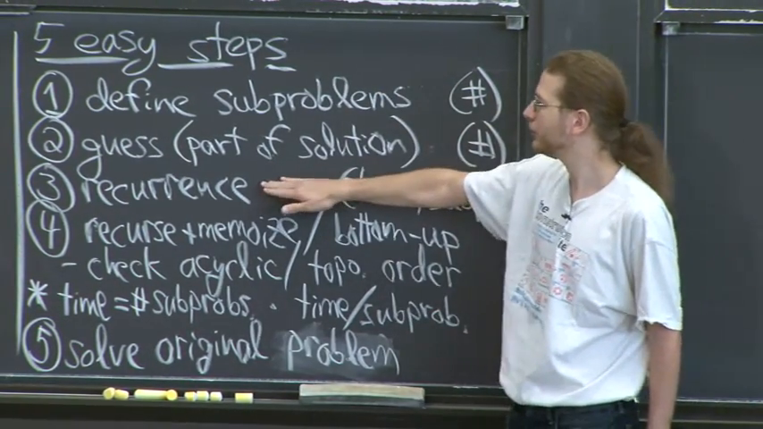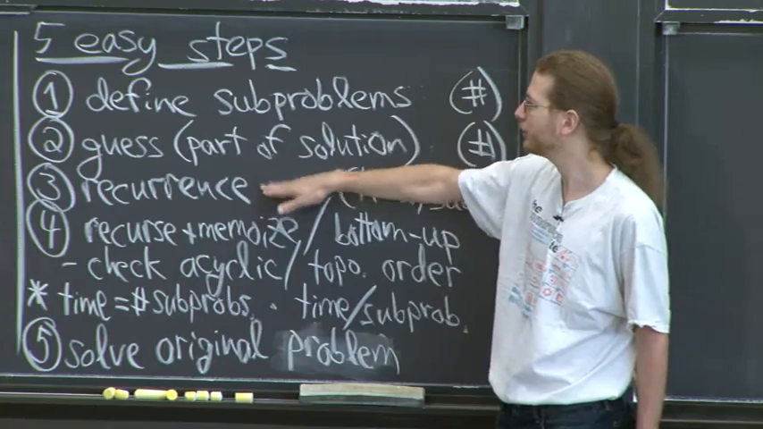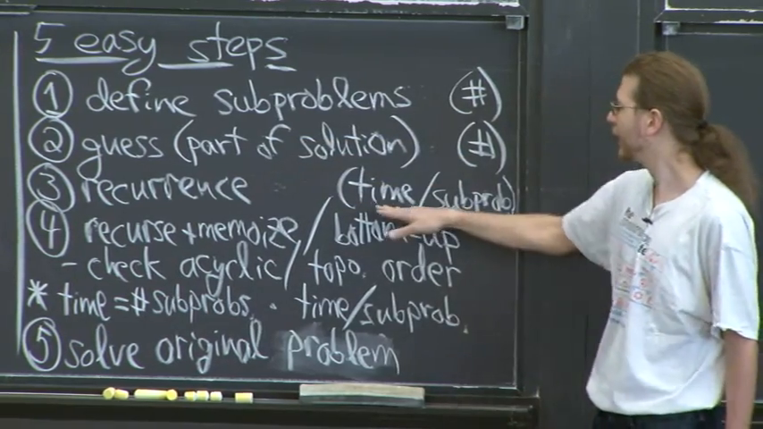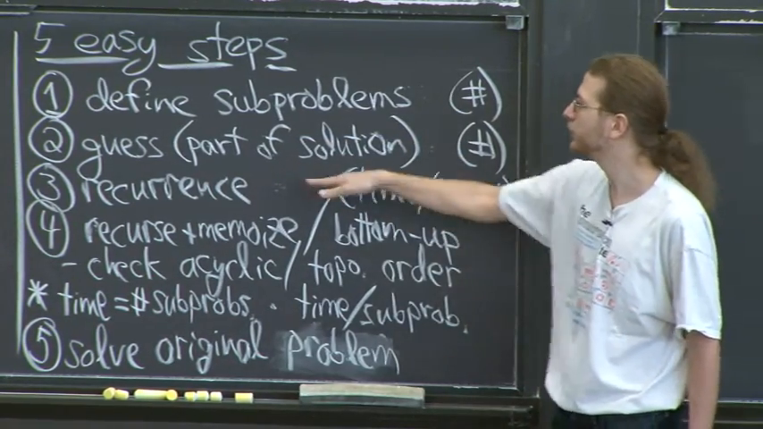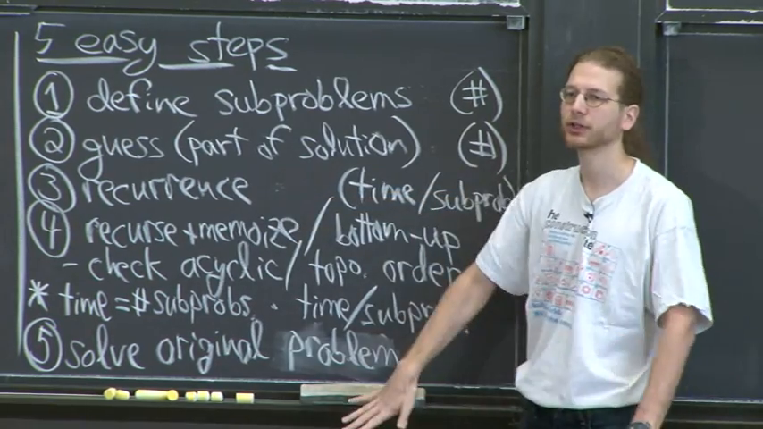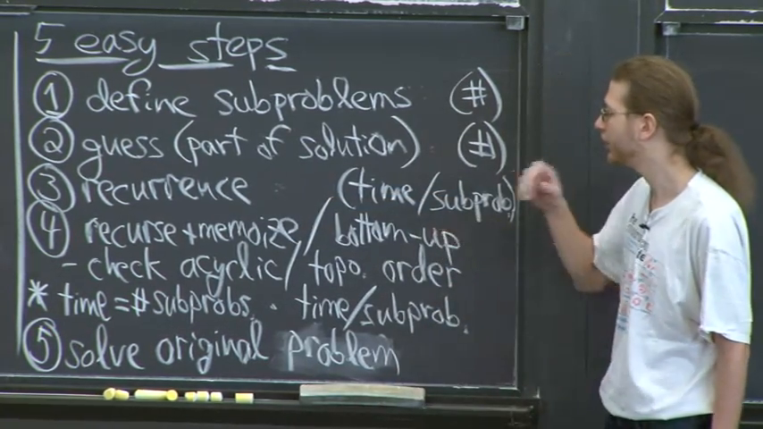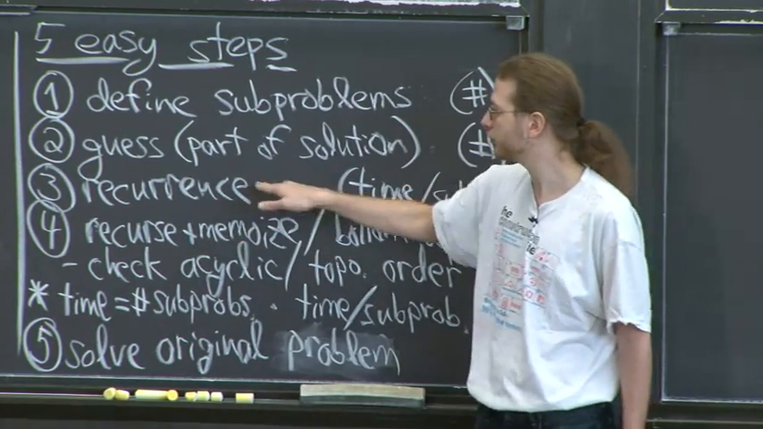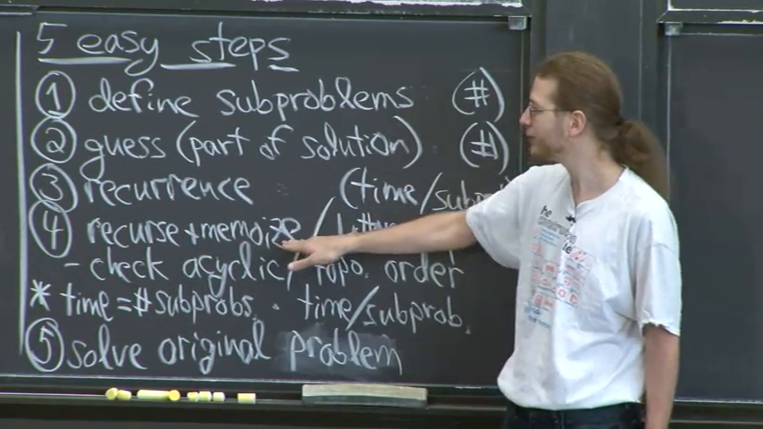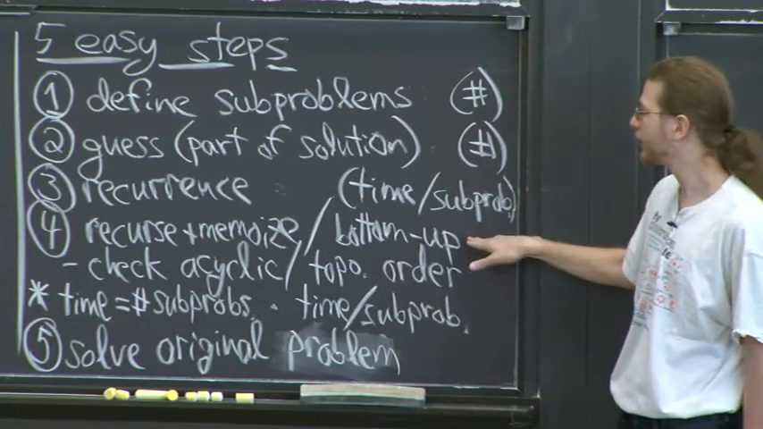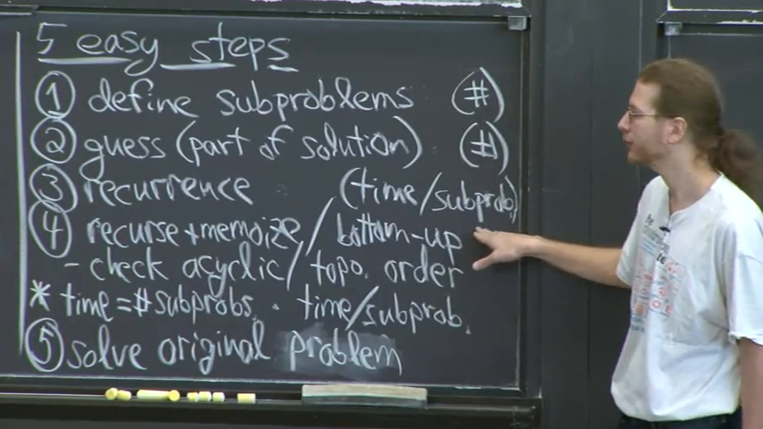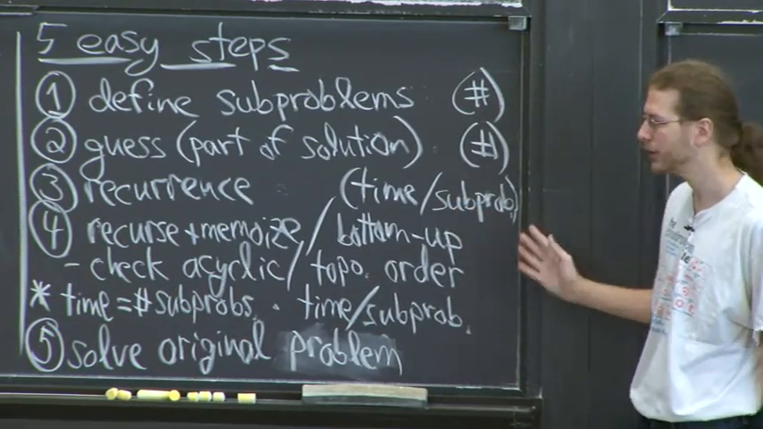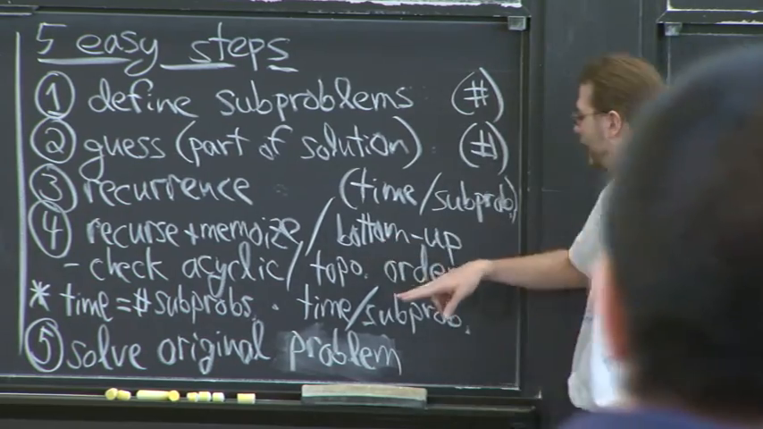And when you do that, you're going to get a min or a max of a bunch of options. Those correspond to your guesses. And you get some running time in order to compute that recurrence, ignoring the recursion. That's time per subproblem. Then to make a dynamic program, you either just make that a recursive algorithm and memoize everything, or you write the bottom-up version of the DP. They do exactly the same computations, more or less.